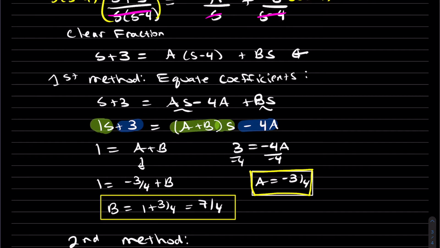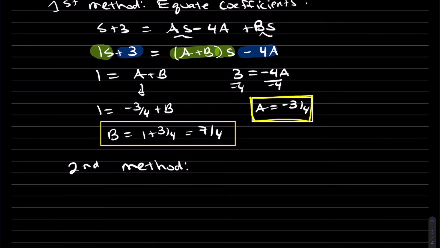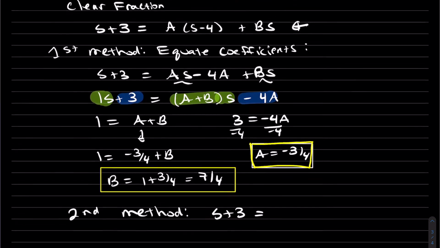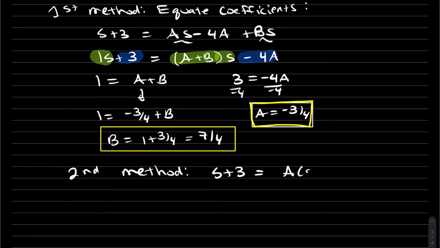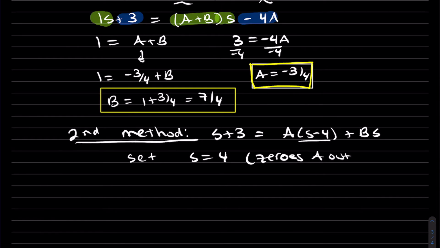So you clear your fraction. It's pretty simple to see how. You get s plus 3. And over here, the s cancels, you get a times s minus 4. And the s minus 4 cancels there, so you get the bs. So the second method is we're going to set something that zeros the a out. s equals 4. Again, it zeros the a out.